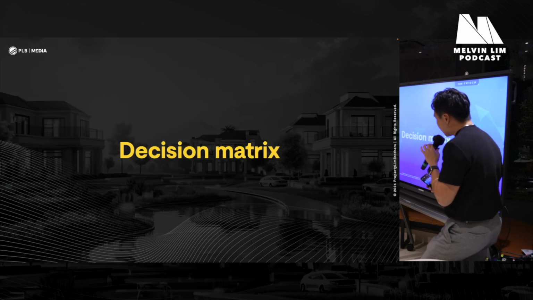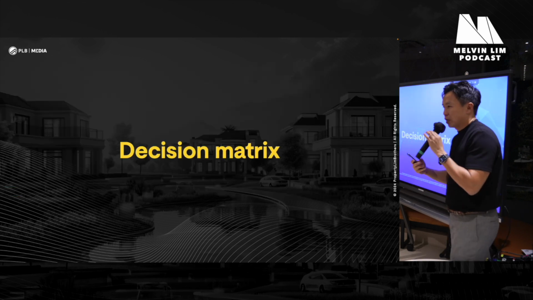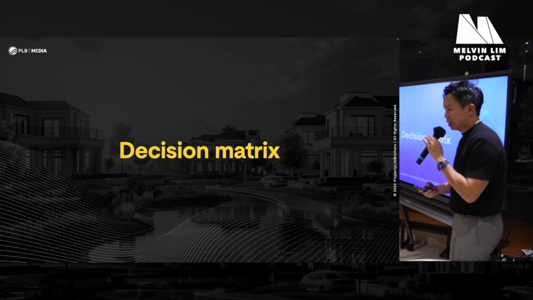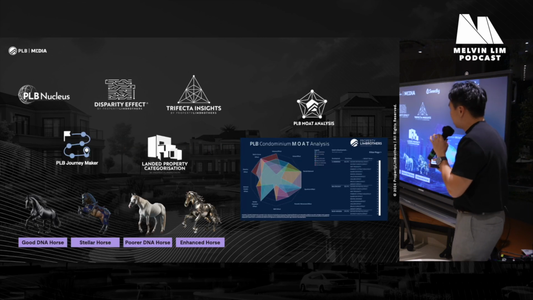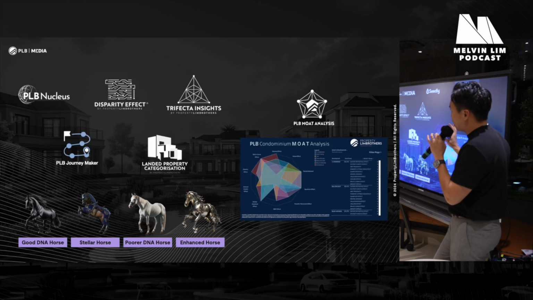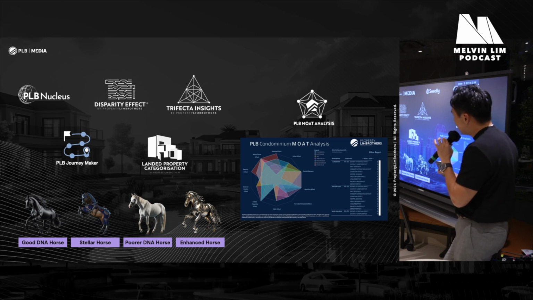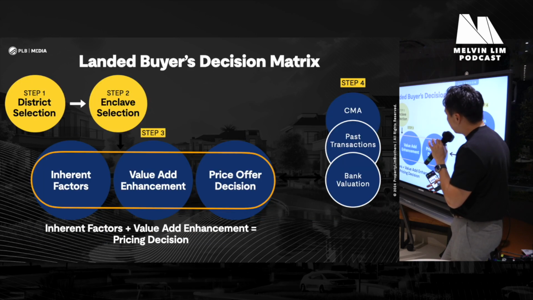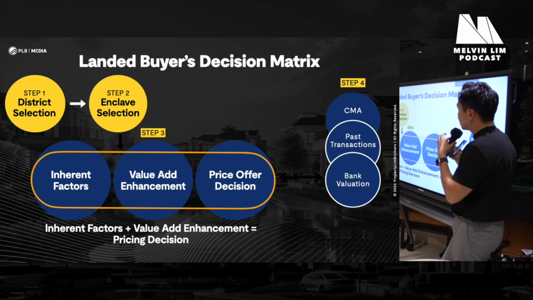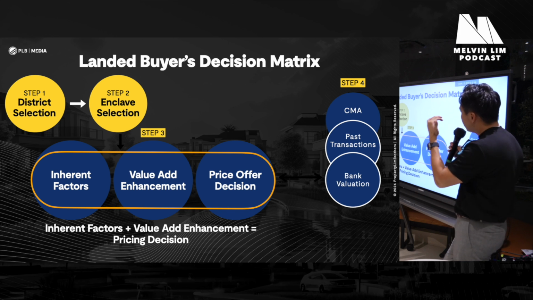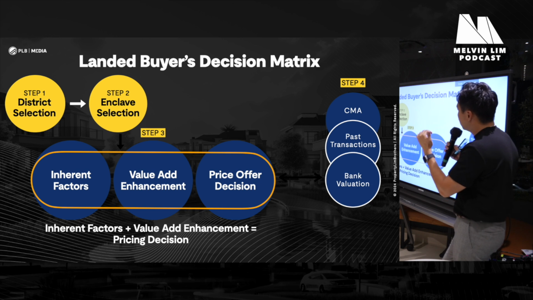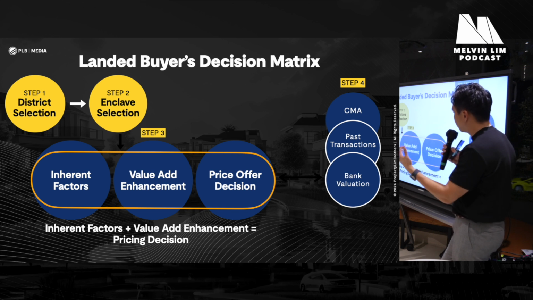So let's have a look at the last portion here: how do we make a decision when it comes to investing in a landed, or second landed, or third landed property? We have quite a fair bit of frameworks that I have developed with our research team since 2021. The most commonly used will be the decision matrix first. Usually step 1, we look at the district selection. Then we deep dive into the enclave selection based on which landed enclave.